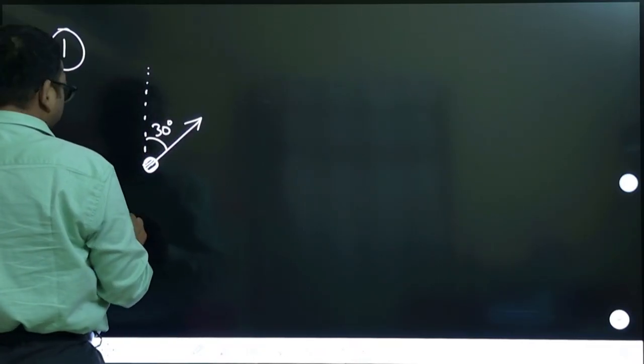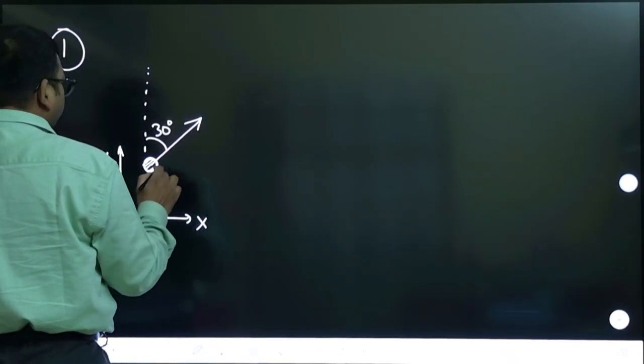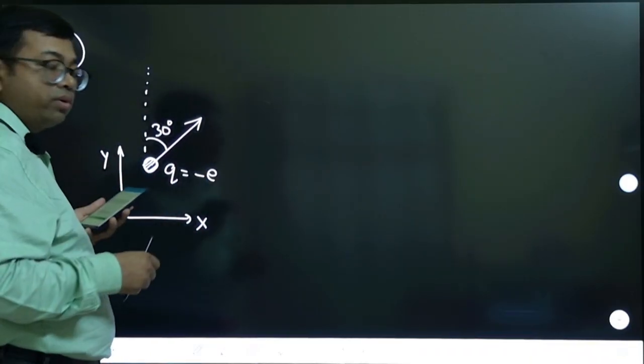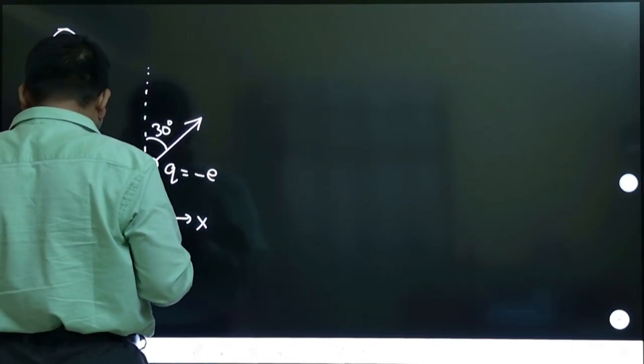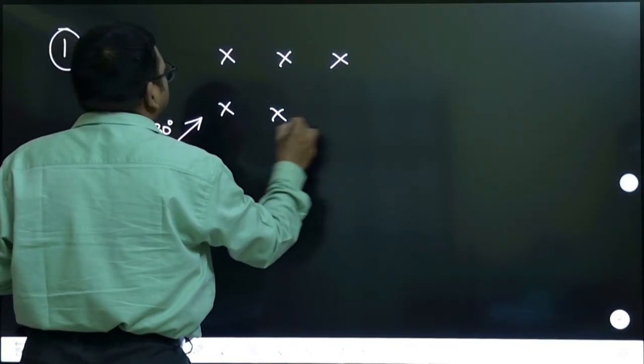An electron enters a region that contains a magnetic field. In the question, it is given that there is an electron entering like this, and this angle is given as 30 degrees. This is the x-axis and this is the y-axis, right? Note that the electron is a negative charge, so the charge is of course minus e, the value of e you know, right? And the magnetic field is like this way.